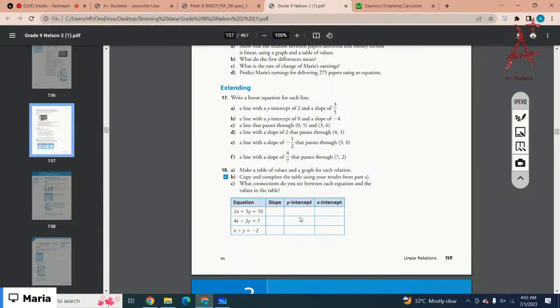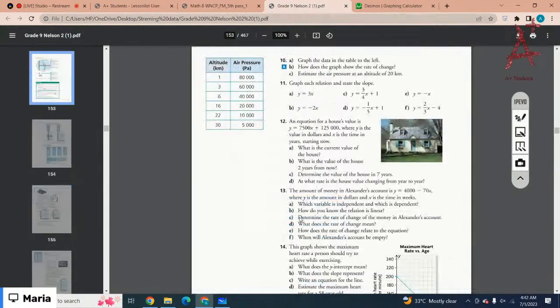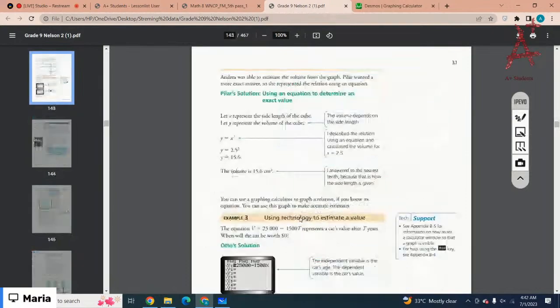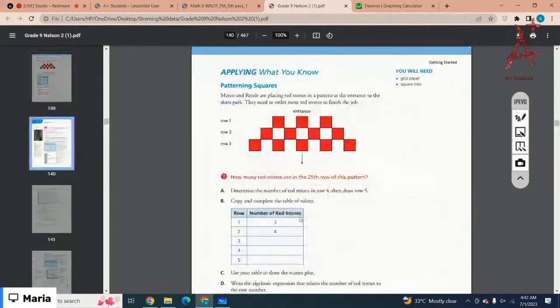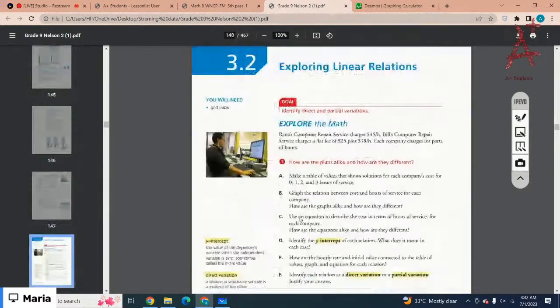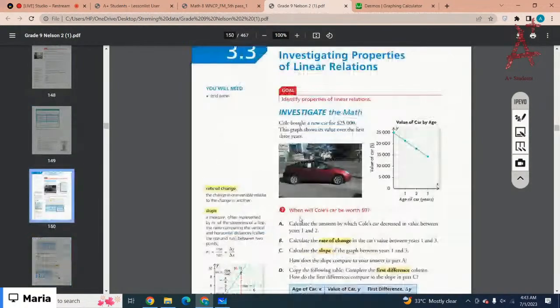Okay, you can complete the lesson by yourself later today. So we were working on grade 9 math. We have covered two of the lessons today. They are exploring linear relations and investigating properties of linear relations.